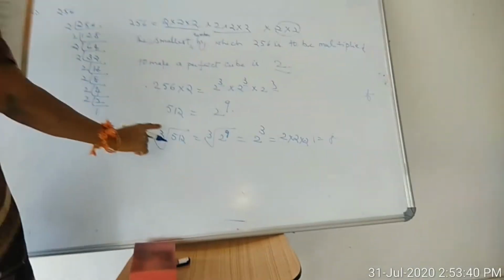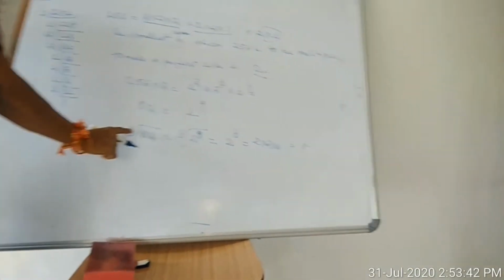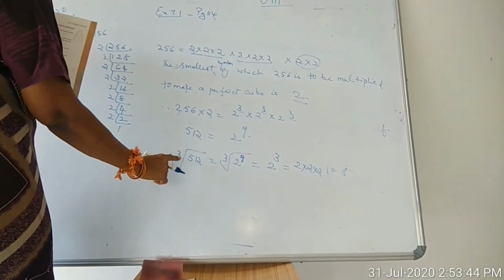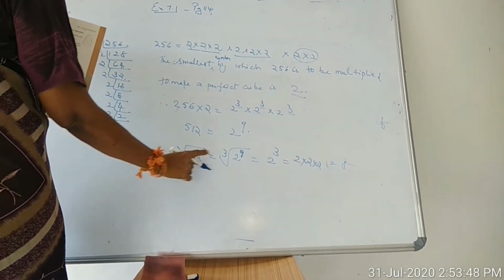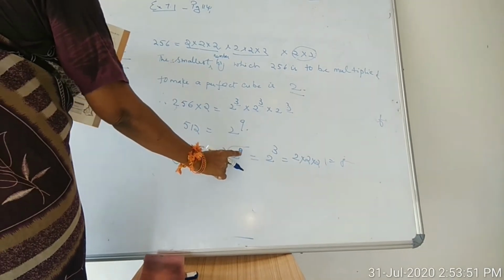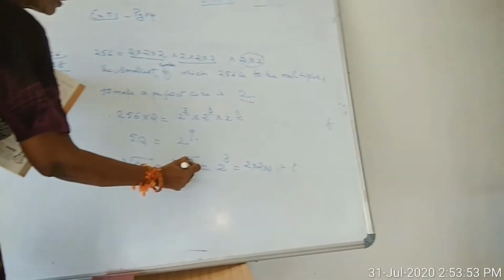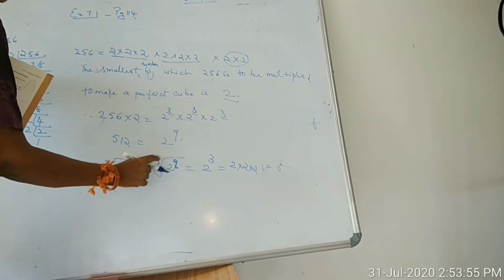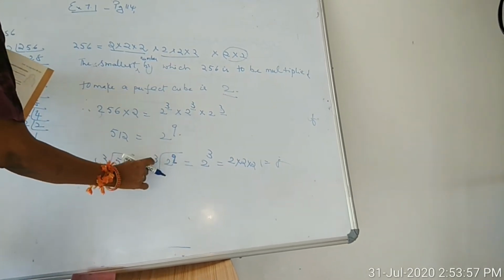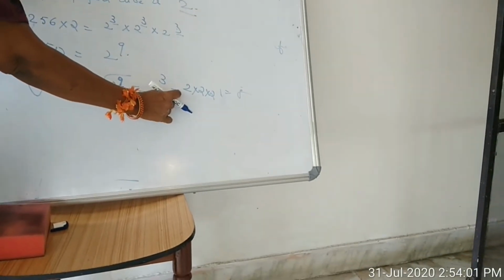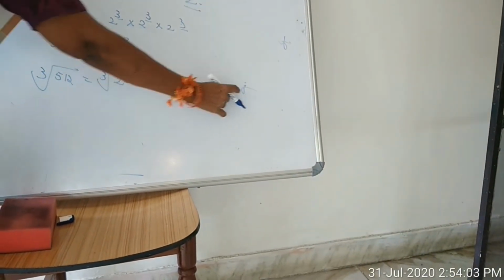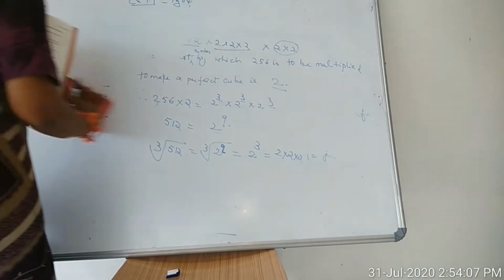Now since it is cube root, children, you should put 3 inside the root. Cube root, this is how you should read. Cube root of 512 is equal to cube root of 2 power 9. Whatever is the power, children, divide it by 3. 3 divides 9, 3 times. What is 2 cube when you expand? 2 into 2 into 2, that is equal to 8. I hope you are following, girls.